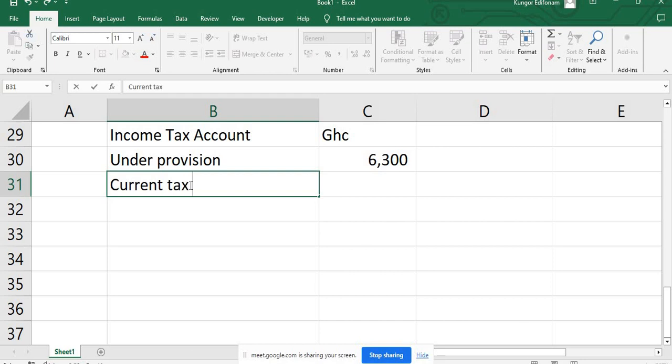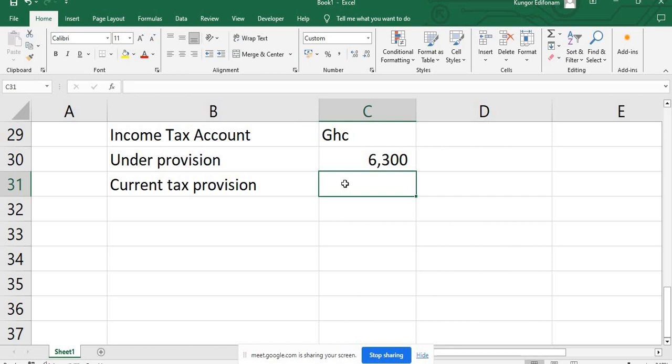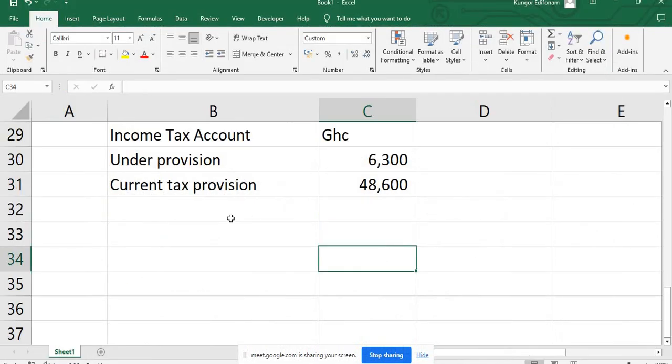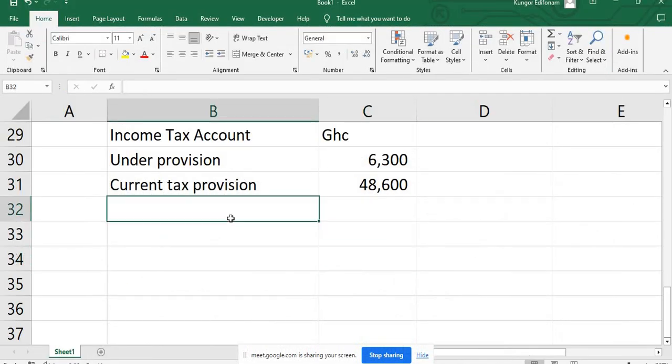Current tax provision, which is 48,600. I hope I'm right. 48,600. All right. So now the next thing is to check whether there's been any deferred income tax. Okay, so deferred tax liability or deferred tax asset.